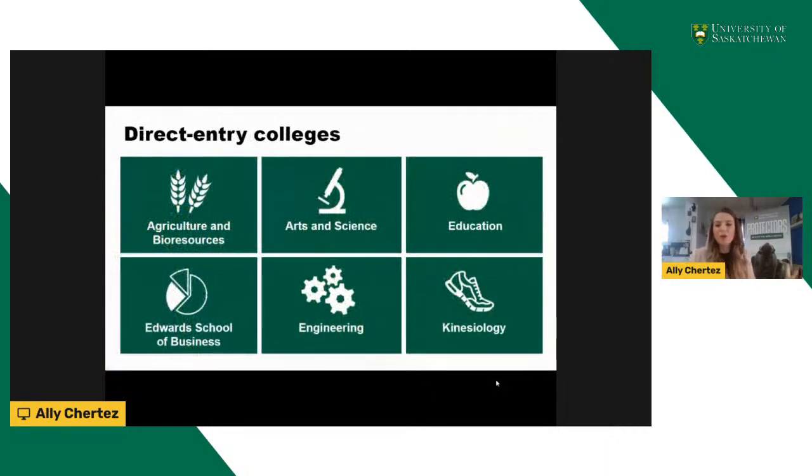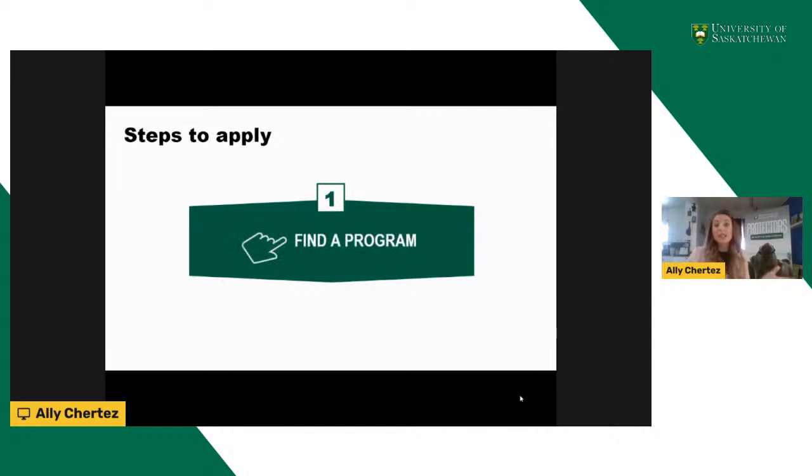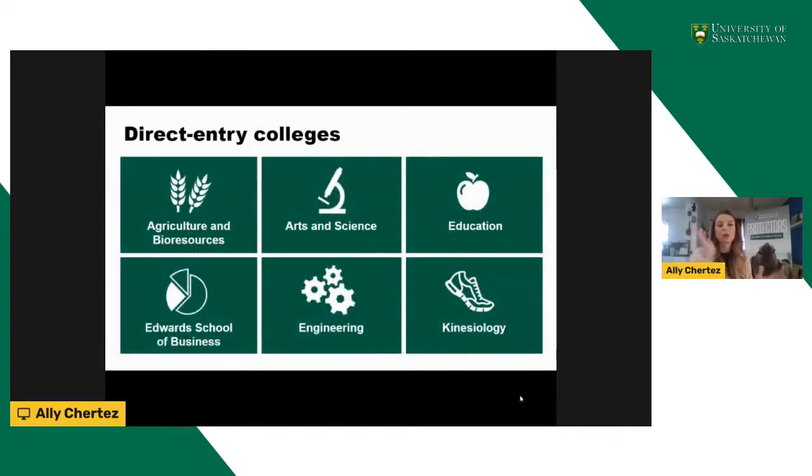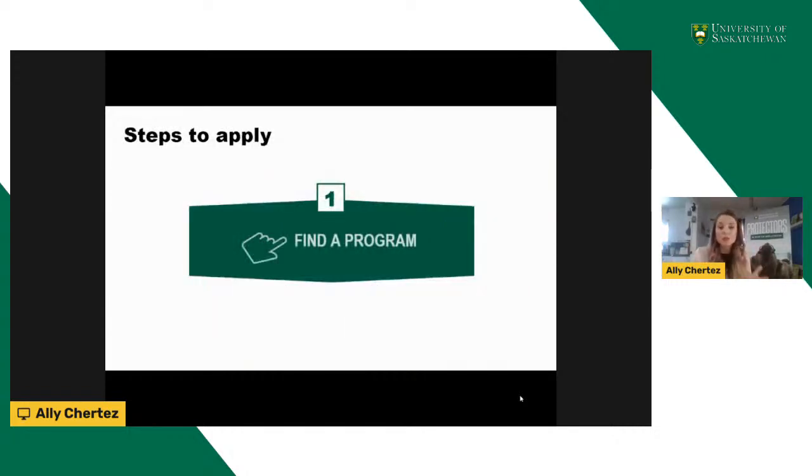Okay, without any further ado, let's talk about how we apply to direct entry colleges. Here today, we can start an application with Ali. And the first step to apply is to find a program. Find a program that you're interested in studying. So again, we have a number of different programs offered through the Colleges of Agriculture and Bioresources, Arts and Science, Education, Edward School of Business, Engineering, Kinesiology. They're all here today. You can join their booths, learn more about their programs, and choose a program that you'd like to apply to.